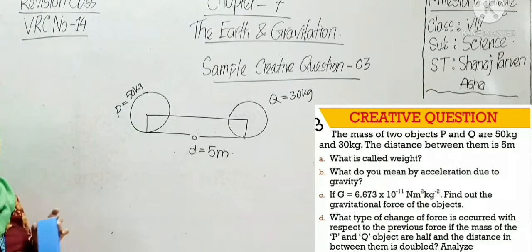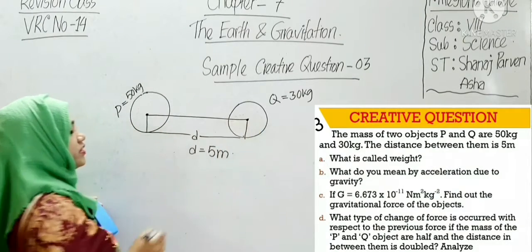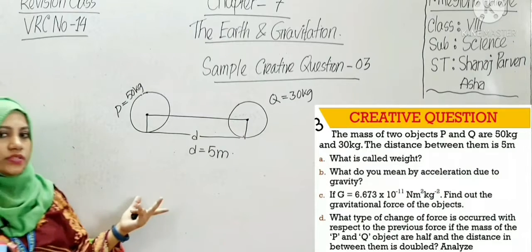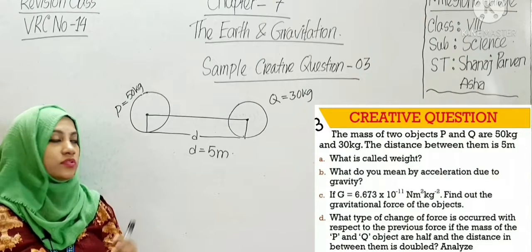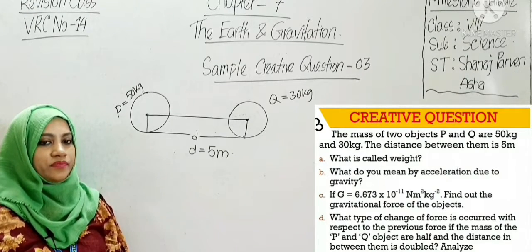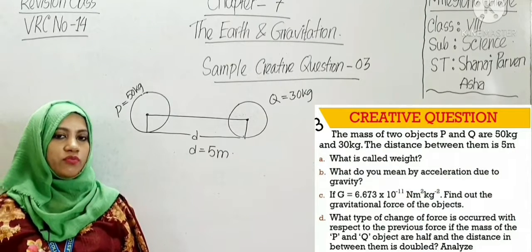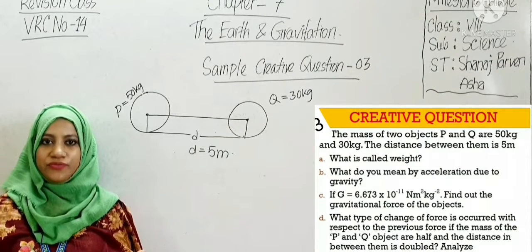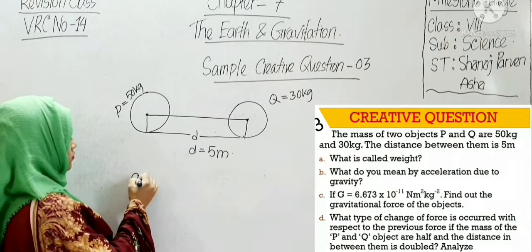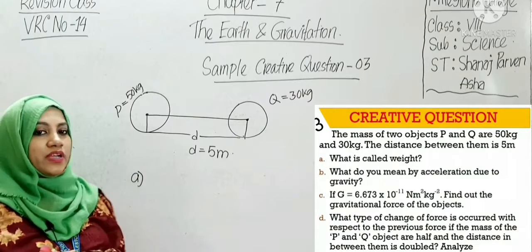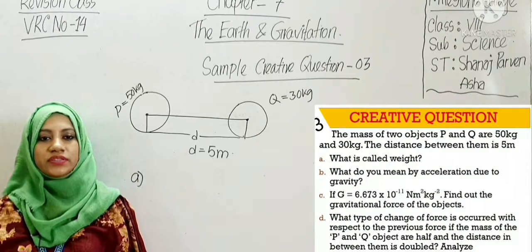Each and every time, if you get this type of system in the question, you must draw this concept. Okay, it will help you understand clearly. See, what is called weight? What is called weight? It is a force, right? So, A number, the force by which Earth attracts any object to its center is called its weight.